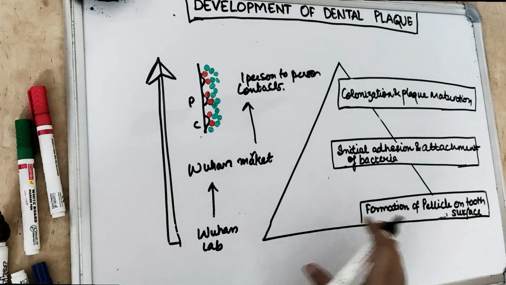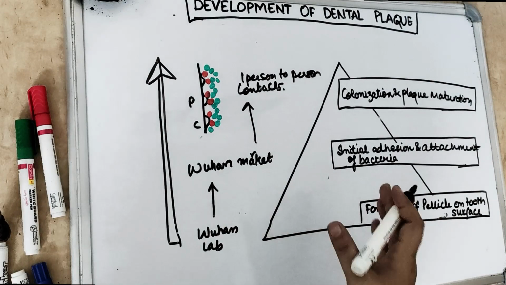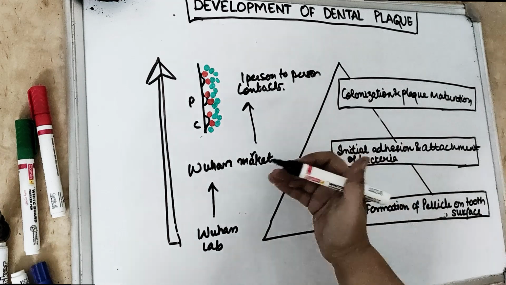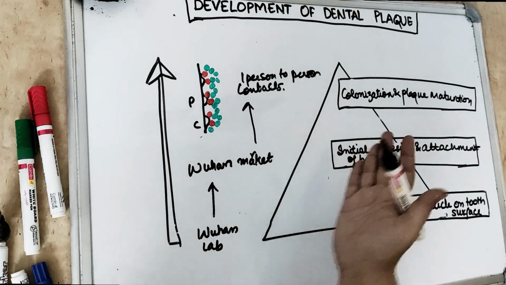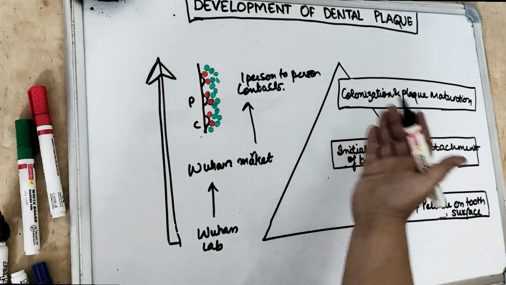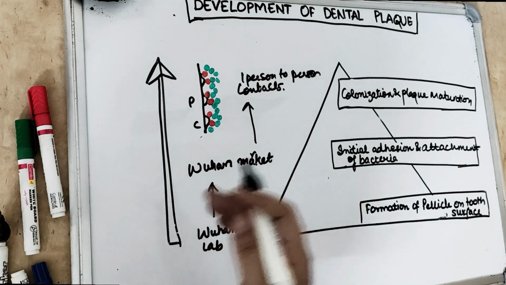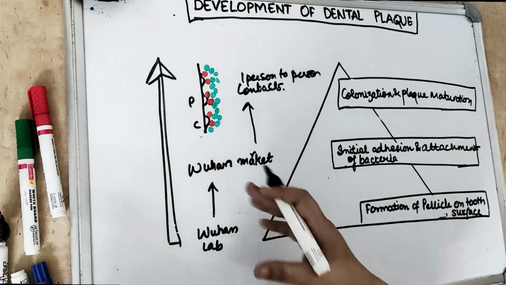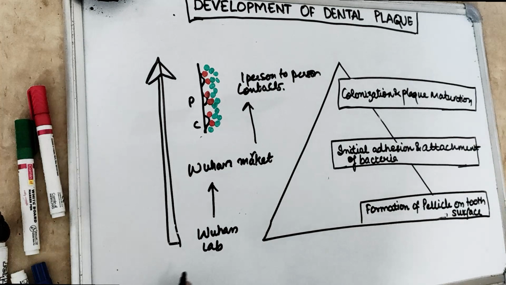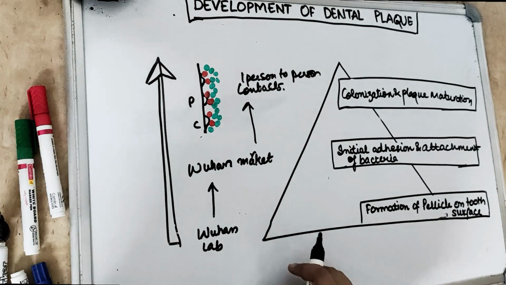We all know that. So now, one by one, we are going to study all the stages: the formation of the pellicle, and then the adhesion and attachment of the bacteria to the pellicle. And then later on there is colonization, and more bacteria come and make colonies, the same way as the coronavirus spreads. So let's discuss it one by one.